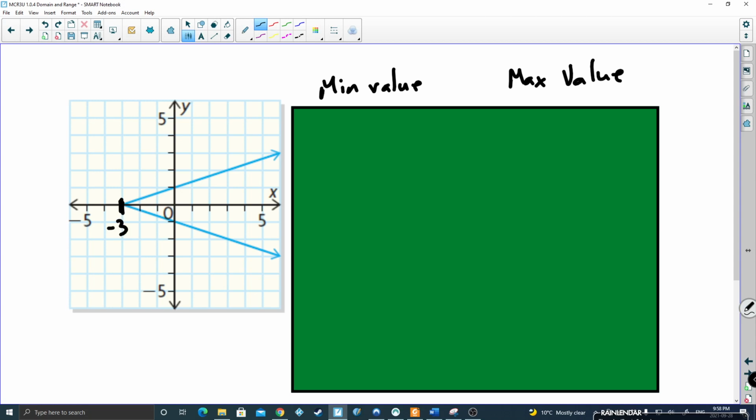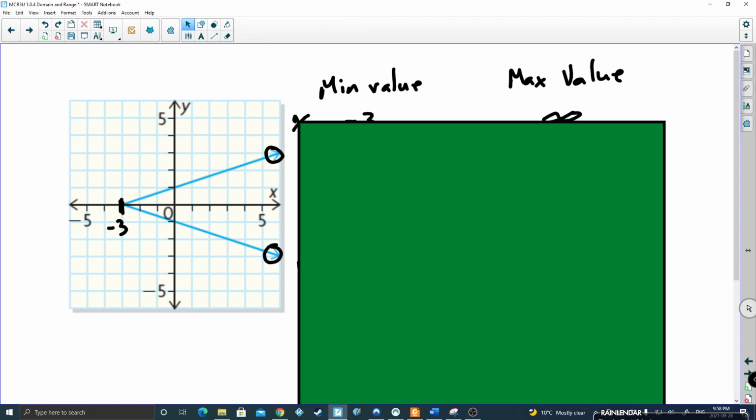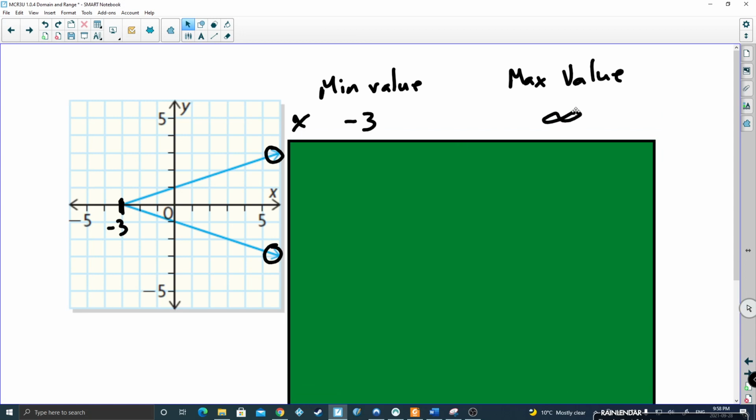So I know that my minimum x value is going to be -3. Now, if I travel along the x-axis, I have to look at the graph's shape here, and we've got these arrows at the end of the graph. And that means that the graph continues forever in both of those directions. So that means like at x equals 5,000, there is going to be a y value above there because the graph is continuing forever.